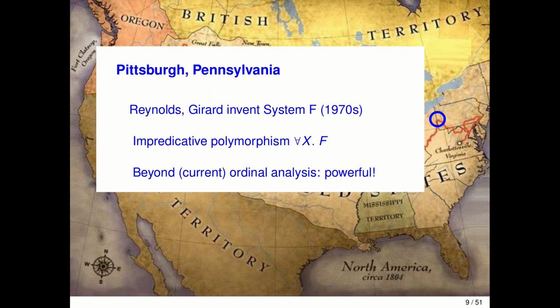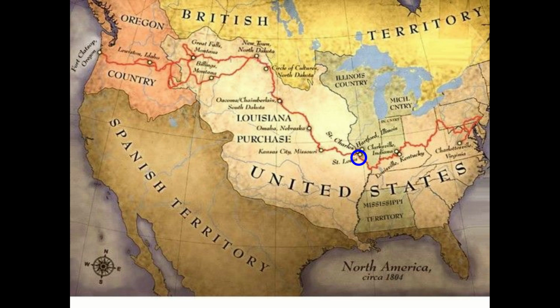It's hard to emphasize just how much power we have here. It's way beyond, as I understand it, the current ordinal analysis. For example, if you're a proof theorist, you don't know how to do an ordinal analysis of this system. So there's a lot of power there, okay? Let's go to our next stop.